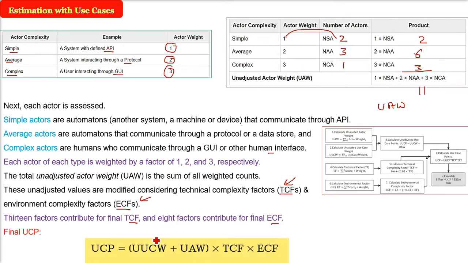But UUCW, you know how to find out. UAW, I just found out here. TCF and ECF are the 13 and 8 factors. We will give you the values and compute it. You'll just need to know how to compute this TCF and ECF. Then finally UCP will be found.